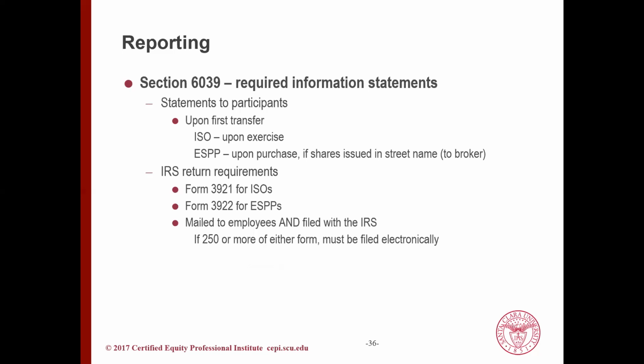The ESPP first transfer: a transfer of legal title to a recognized broker or financial institution immediately following the exercise of an option is treated as the first transfer of legal title for purposes of Section 6039, and thus requires that the return and information statements be satisfied under Section 6039.